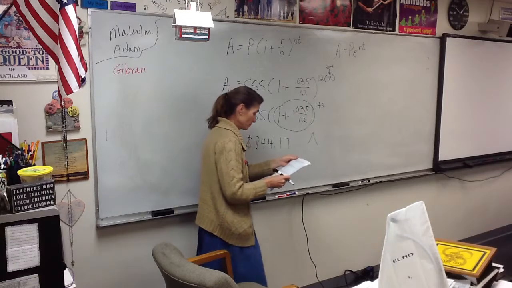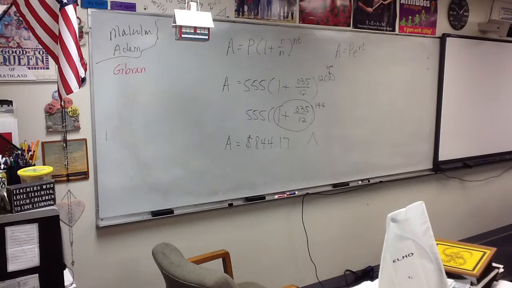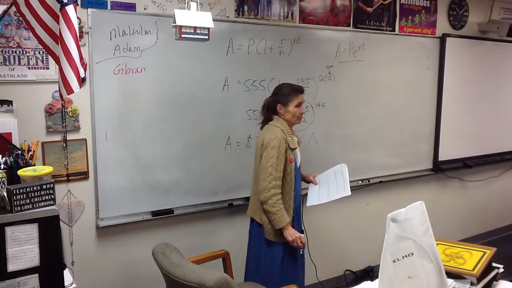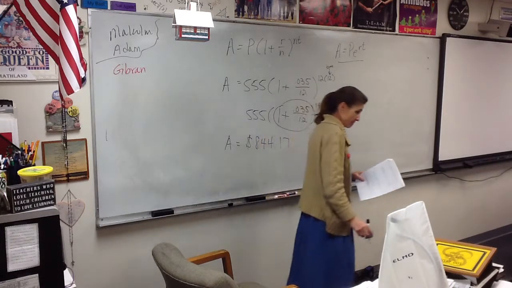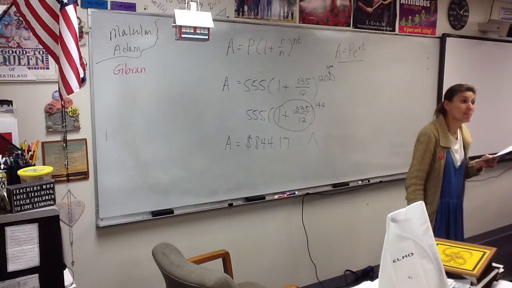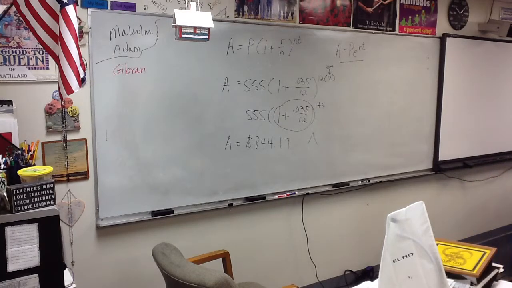Now, I am not trying to trick you, but I need you to look at problem 4, and we need to talk about something. Problem 4 uses PERT. Now, I know what you're thinking. You're thinking, wait a minute, Mrs. Ford, number 4 is a money problem, and it says compounded. So why is this a PERT?